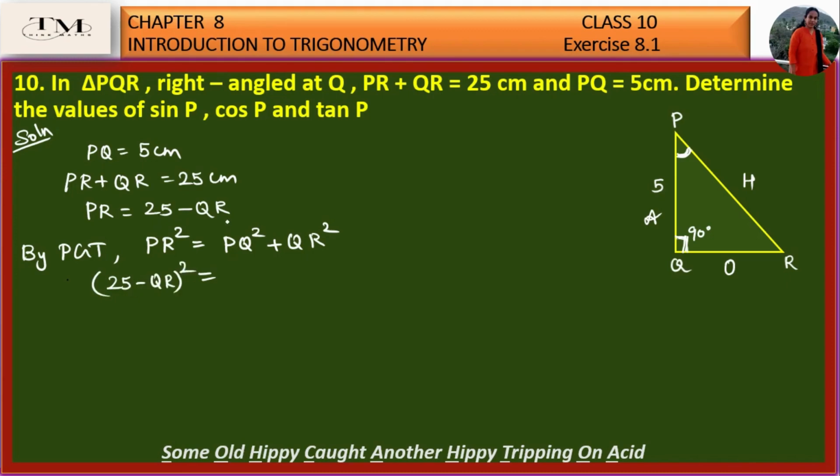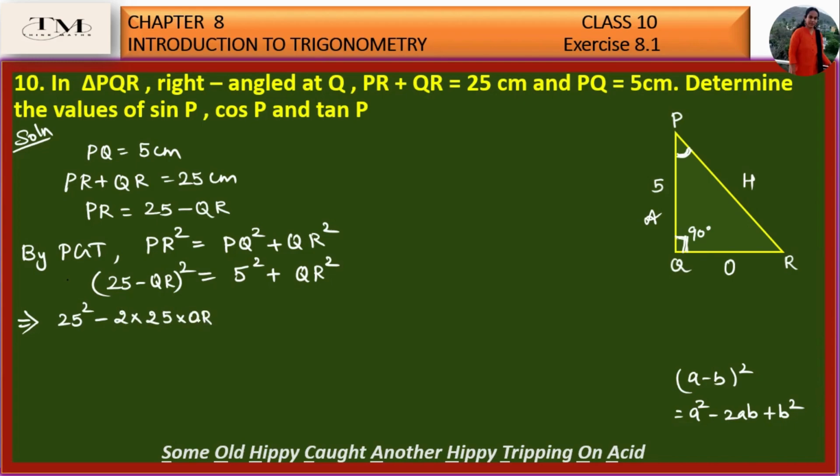PR is 25 minus QR. PQ square is 5, so let us write 5 square plus QR square. So A minus B whole square. What is A minus B whole square? A square minus 2AB plus B square. So let us start this form. 25 minus QR square, so 25 square minus 2AB plus B square. So B is QR square. On the other side we have 5 square, which is 25, plus QR square.